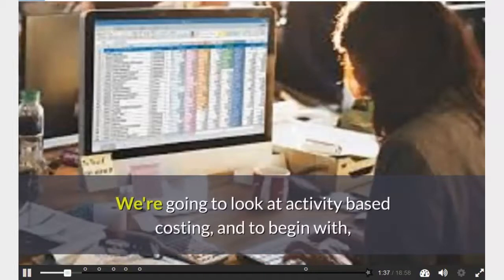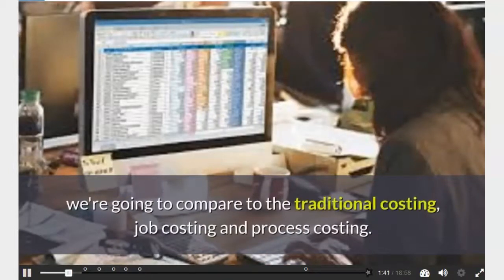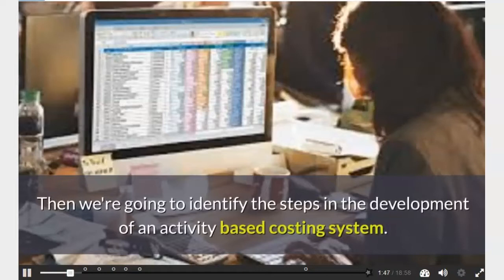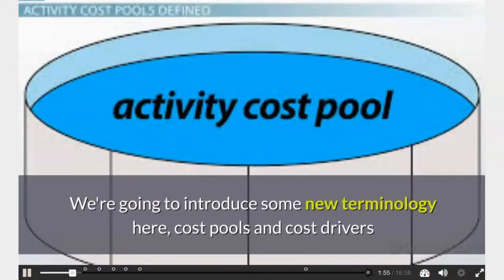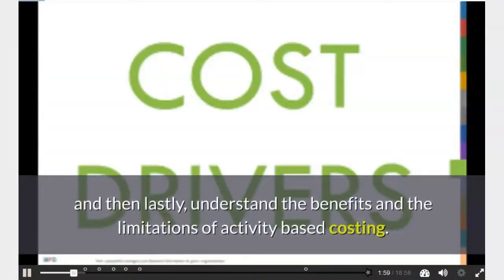In this module, we're going to look at activity-based costing. And to begin with, we're going to compare it to the traditional costing, job costing and process costing. Then we're going to identify the steps in the development of an activity-based costing system. We're going to introduce some new terminology here, cost pools and cost drivers. And then lastly, understand the benefits and the limitations of activity-based costing.